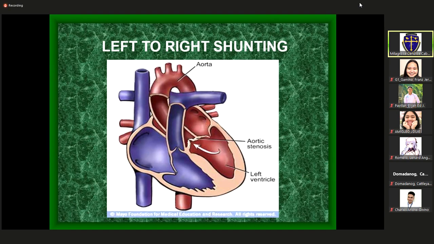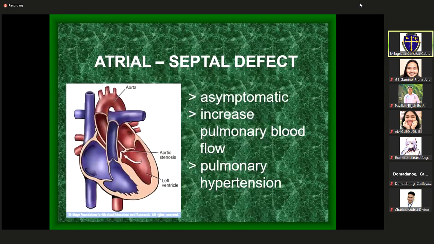Kasi nga, nasa left po ang oxygenated blood. Okay? So, if you have this particular condition, it can go away without treatment, no? Pero pag ang nangyari sa patient is right to left shunt, ang ginagawa ni doc, surgery talaga po tayo. Kasi more ang unoxygenated blood na mag-circulate kesa sa oxygenated blood. Alright? So, ano ngayon yung atrial septal defect?